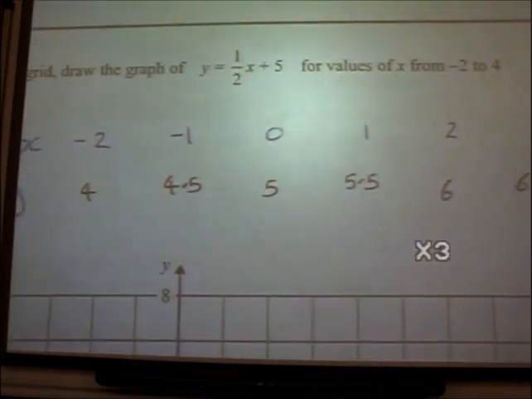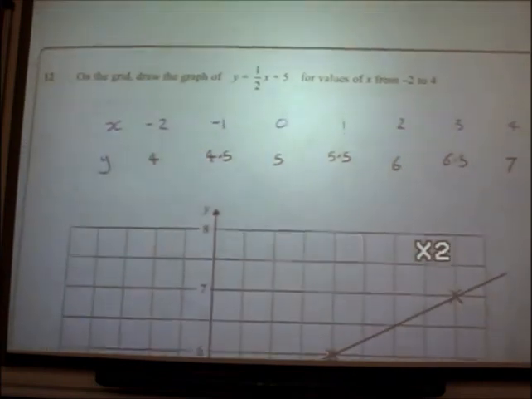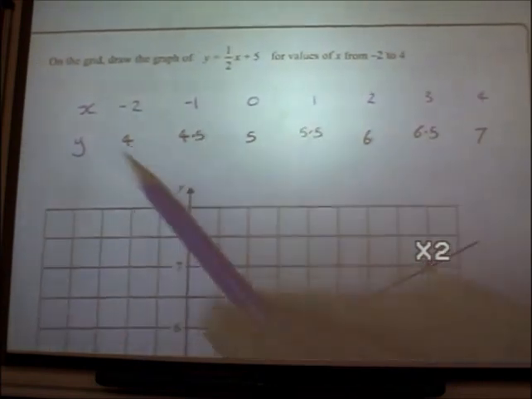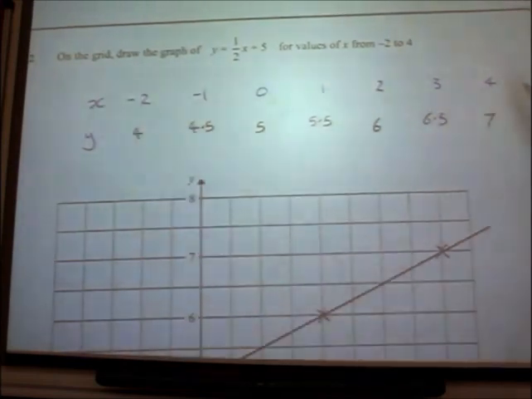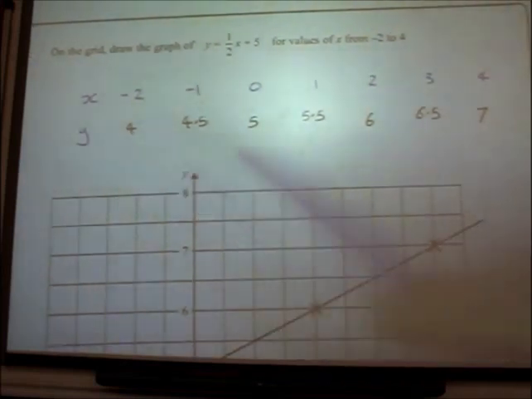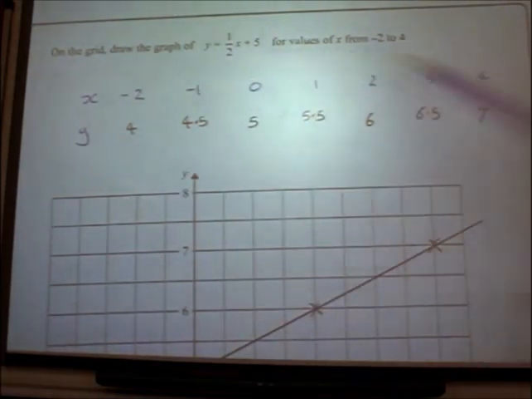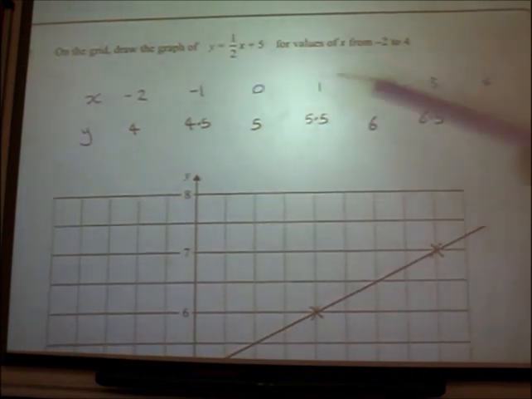For the values of x is -2 to 4. People don't tend to like this because they don't draw the little table for you, but just put your values of x in like I've done. I haven't bothered to draw a table because there's no point. Here's my values of y. I always start up with the positive numbers here. So a half x add 5.